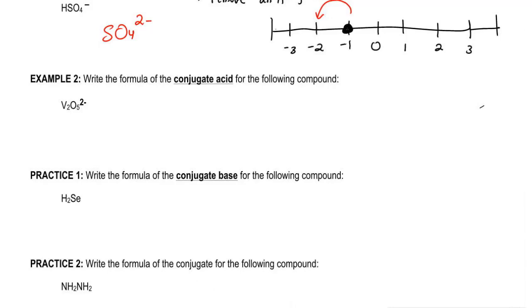For example two, we're doing the complete opposite. Now we're looking for a conjugate acid, so that means add H plus. And remember, adding a positive to you makes you more positive, so you become more positive. Number line again.